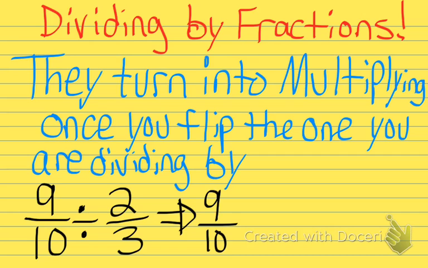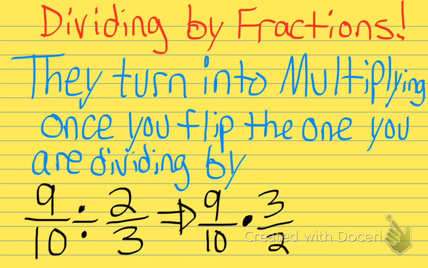The first number always gets left alone. You're going to keep that number. You're going to change the division to multiplying, so it's become 9 over 10. But now you flip the one you're dividing by. Do not flip the first fraction. If you flip the 9 over 10, your answer is going to be upside down. If you don't flip either, your answer is going to be upside down in a different way. So you want to be very careful to make sure you're flipping the proper one. You always flip the one you're dividing by.